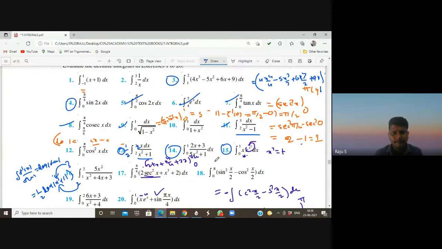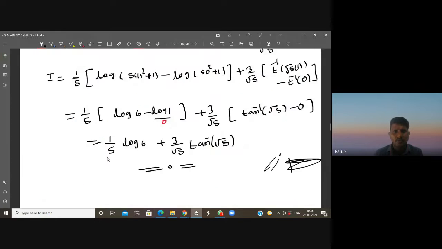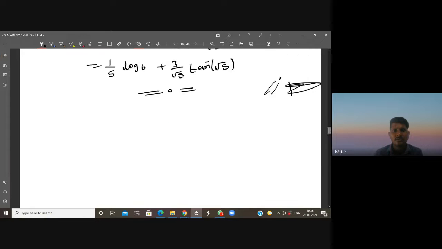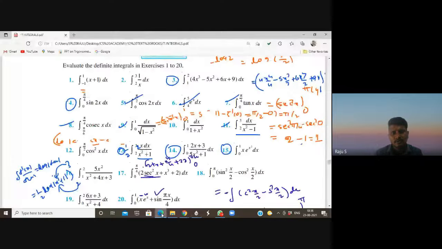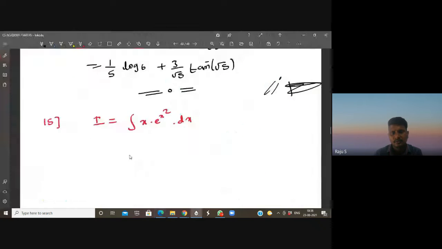Yeah, question number 15 I can explain you, because this is regarding the substitution method. How we are going to change the limits also. 0 to 1 x e power x square, simple question. And the questions which are related to substitution are important. Integral x e power x square into dx, fine. 0 to 1. See students, let us take 1.